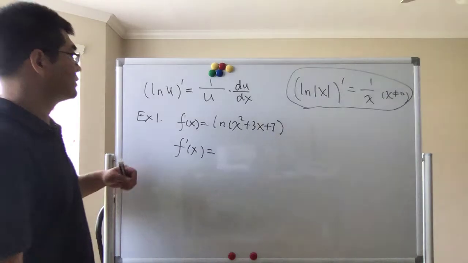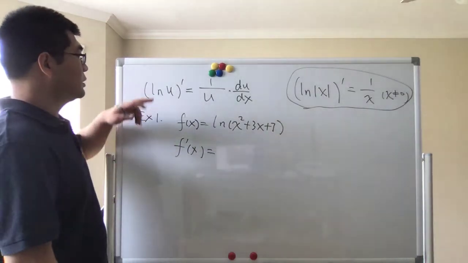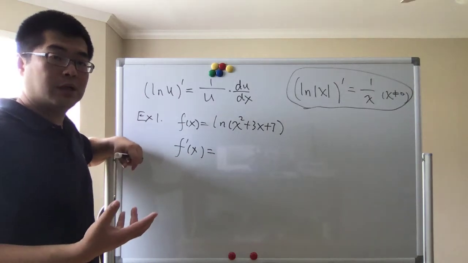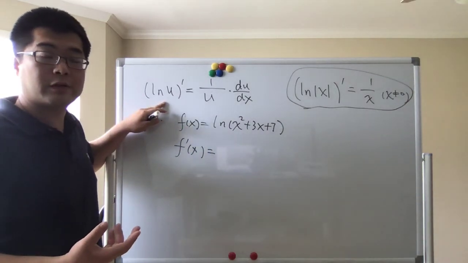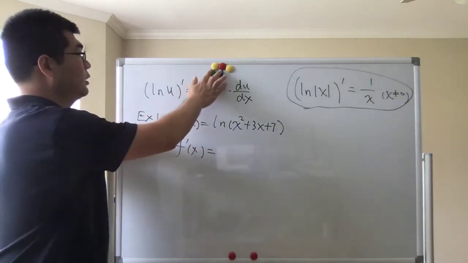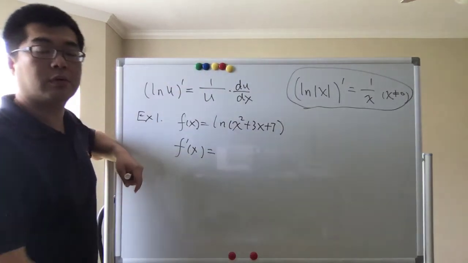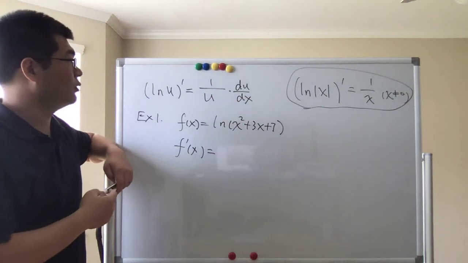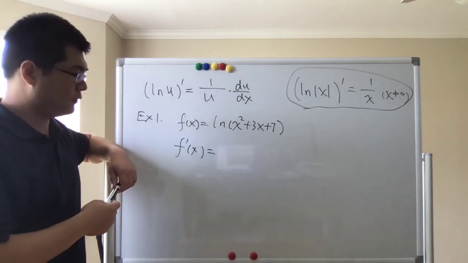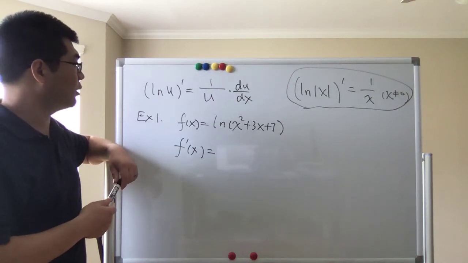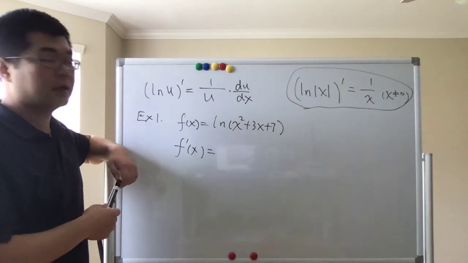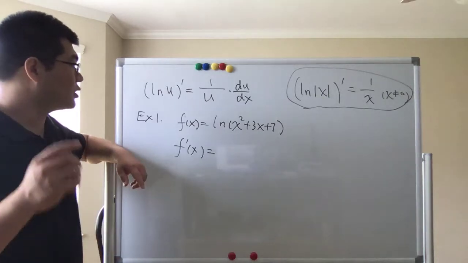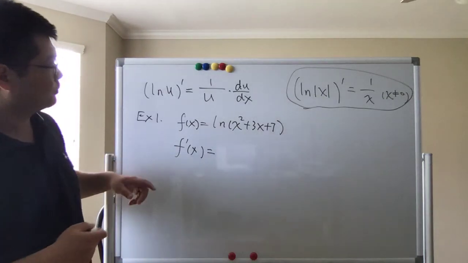The other thing is we're going to extend this, okay? Suppose you have ln of u, again, u is a function of x. So this becomes a composite function. So we use the idea of the chain rule. So if you're taking the derivative of ln of u, that is going to give you 1 over u times du dx, okay?